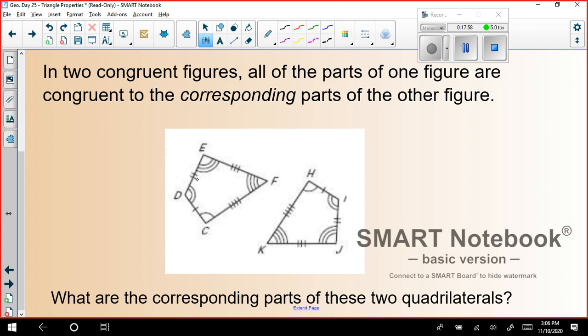Okay, let's list out all the corresponding parts. So first I have angle C, I'm just using one letter, is congruent to angle H. Then angle D, which is congruent to angle I.